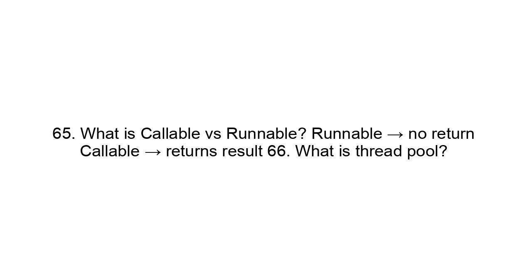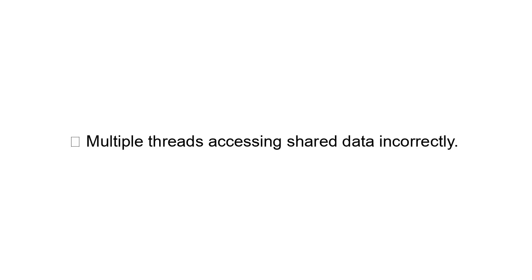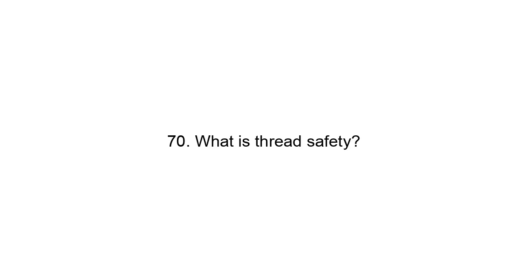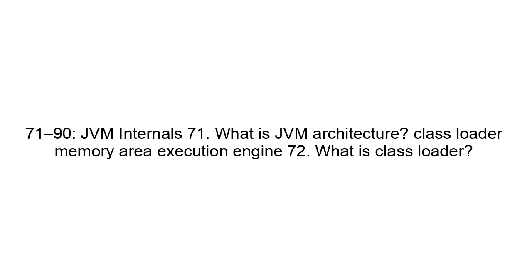66. What is a thread pool? Reused set of threads. 67. What is concurrency? Multiple tasks running in overlapping time. 68. What is context switching? Switching between threads. 69. What is a race condition? Multiple threads accessing shared data incorrectly. 70. What is thread safety? Code safe in a multi-threaded environment.